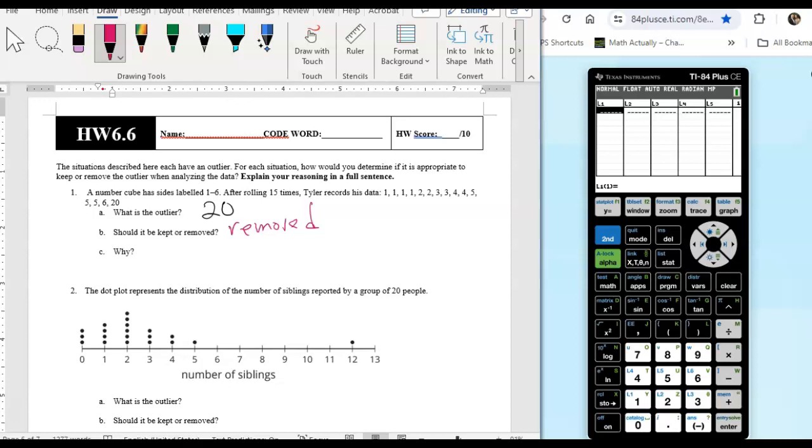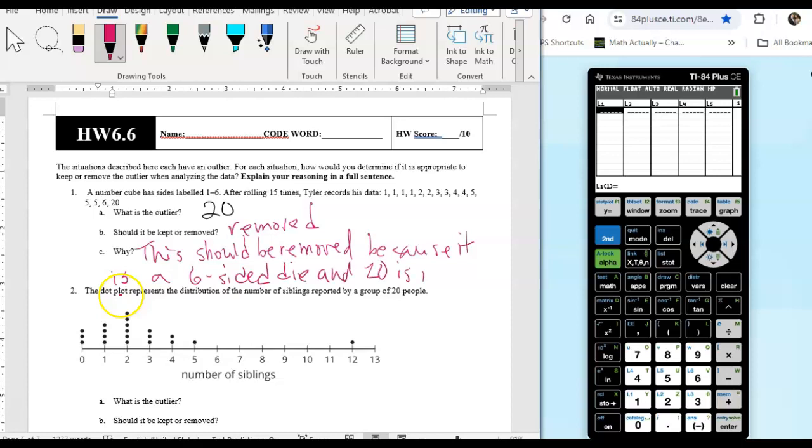And we're going to say that this should be removed. Remember, full sentence: it should be removed because it is a 6-sided die and 20 is not on the die. Okay, 20 doesn't make any sense if the die is labeled 1, 2, 3, 4, 5, 6.